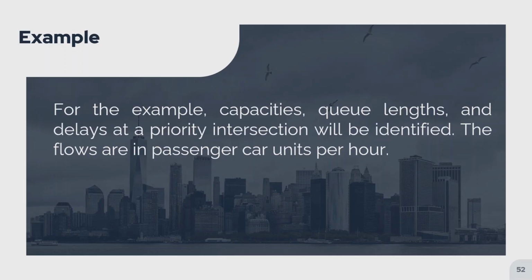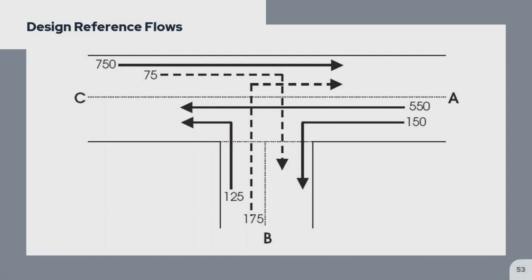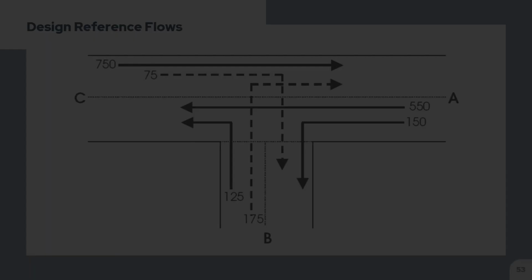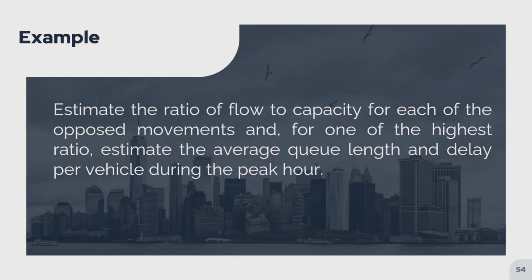For the example, capacities, queue lengths, and delays at a priority intersection will be identified. The flows are in passenger car units per hour. Here is the design reference flow. For the problem, we have to estimate the ratio of flow to capacity for each of the opposed movements and, for one of the highest ratio, estimate the average queue length and delay per vehicle during the peak hour.